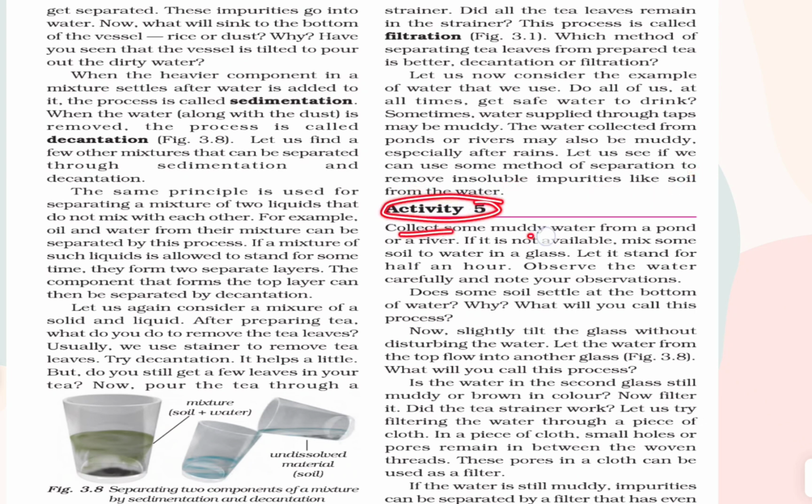Activity 5. Collect some muddy water from a pond or a river. If it is not available, mix some soil to water in a glass. Let it stand for half an hour. Observe the water carefully and note your observation.